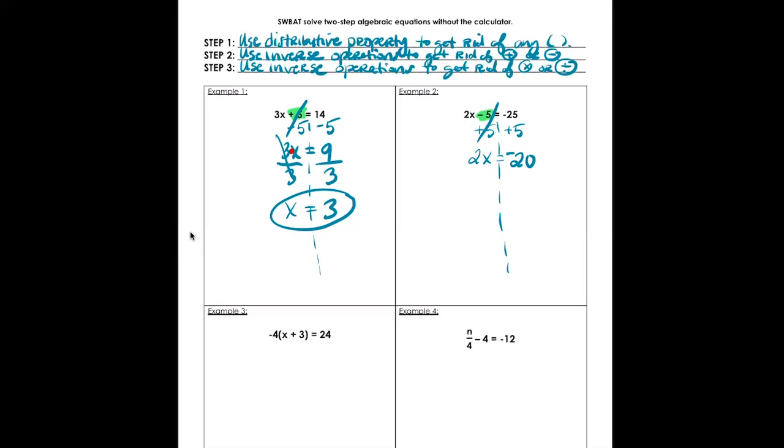Now I want to get rid of the 2. Remember that the 2 is being multiplied by the x, and the inverse of multiply is divide. So I divide both sides by 2. When you divide a negative and a positive, the answer is negative. So x is equal to negative 10.